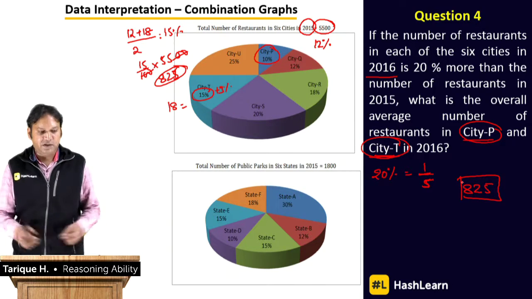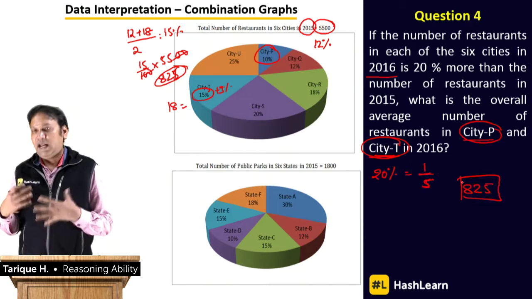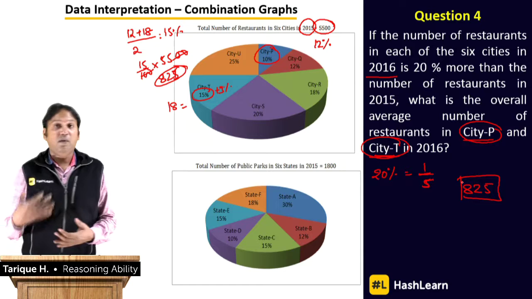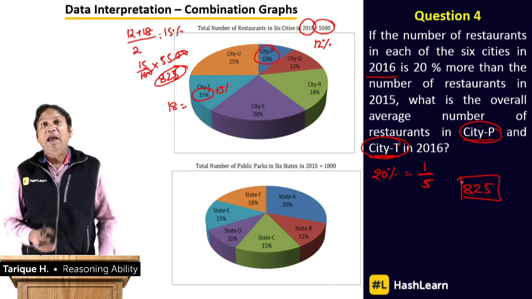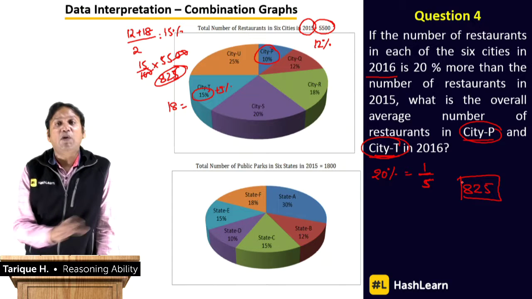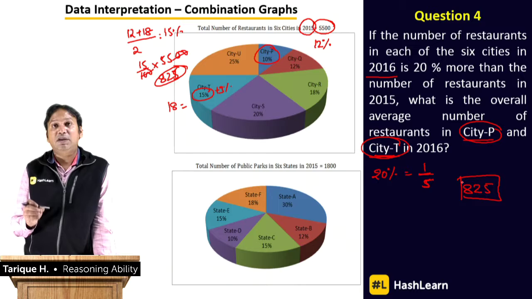What you should observe here is the way we have solved it. In the simplicity of solving it, we're not calculating the number of restaurants, we're not finding out the new value of the number of restaurants, we're just working with percentages. And working with percentages alone, I'm getting all the answers without any difficulty. If you have this approach in the examination, you will be able to solve questions within the required time.